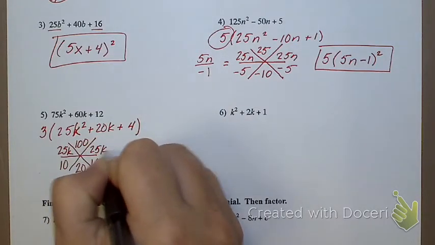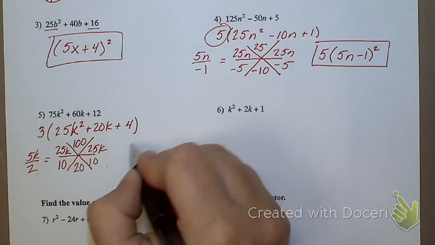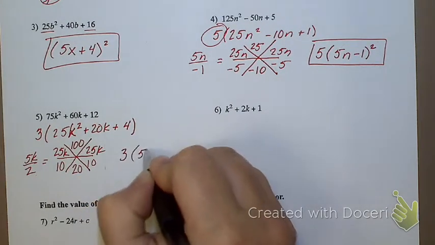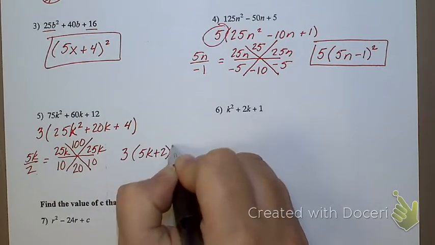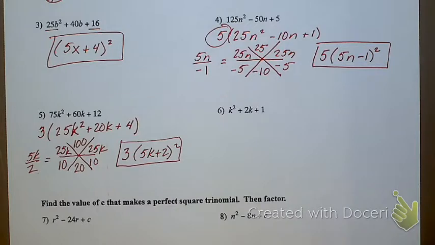Is this what you got so far? Yes. So I have 3 times 5k plus 2 squared. All right, you do number 6.